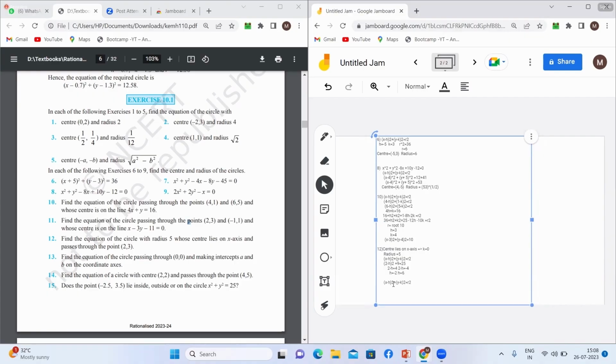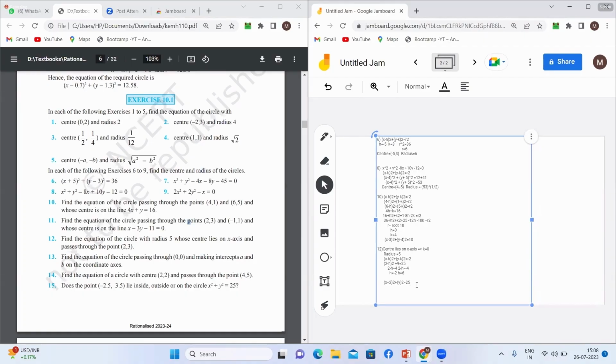This is our general equation. We have to replace firstly h with minus 2. So minus of minus 2 is plus 2. So plus 2, and k is 0 in both cases. So we need k to be 0, so remove it. And r is 5, so r square is 25 only. So this is our first equation.